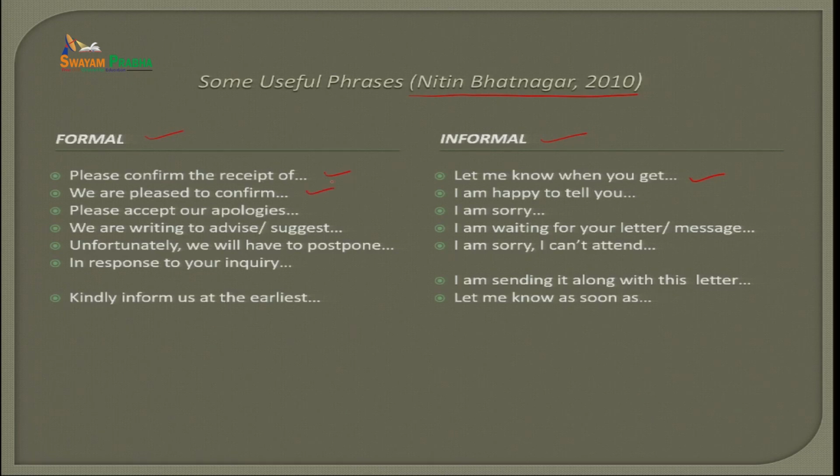Further, "We are pleased to confirm". Here, "we" means we as a firm. Then "I am happy to tell you", that is, I am happy to intimate you. Remember, in informal letters you use personal pronouns. "Please accept our apologies" is formal; in the informal type we use "I am sorry that I am late for the lecture". In the formal category your language becomes sophisticated, not colloquial. We have certain other examples: "We are writing to advise and suggest" and "I am waiting for your letter, messages", etc.